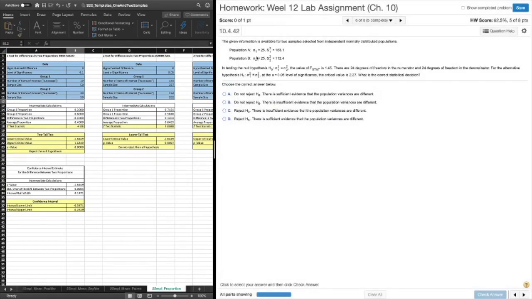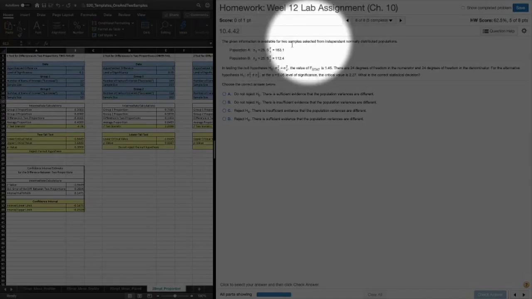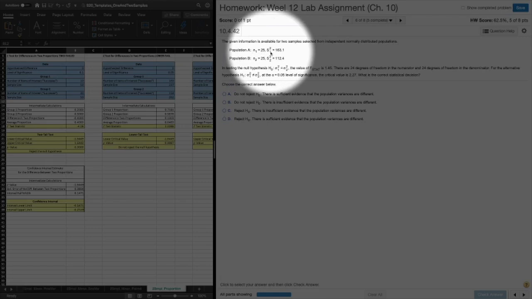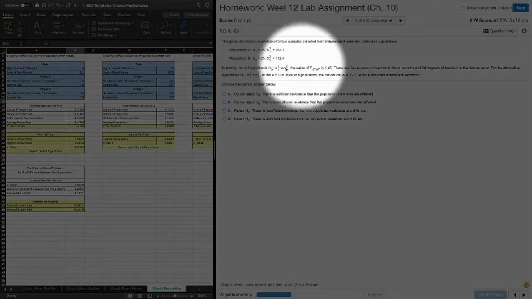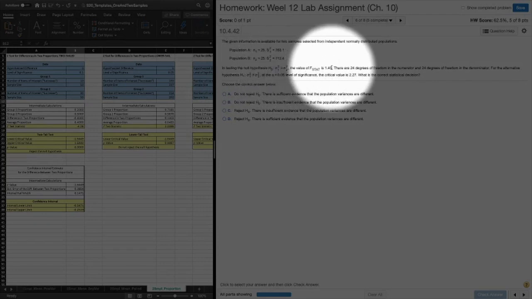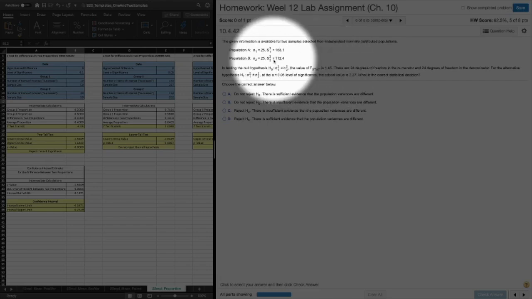Okay, question 6. Again, we have 2 samples. We get an N1 and S1 squared, an N2 and S2 squared. And we are testing a null hypothesis: sigma 1 squared equals sigma 2 squared. Now they're already telling us that they are testing sigma 1 squared equals sigma 2 squared, and they give us the f-stat. Now we know what this is for. This is to check whether sigma 1 is equal to sigma 2.